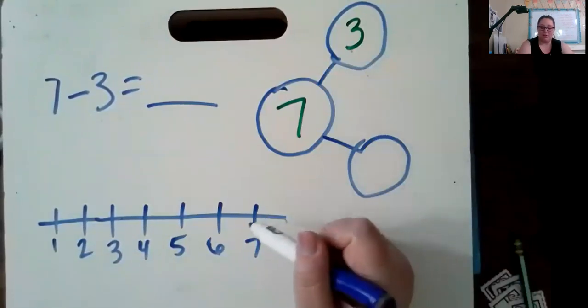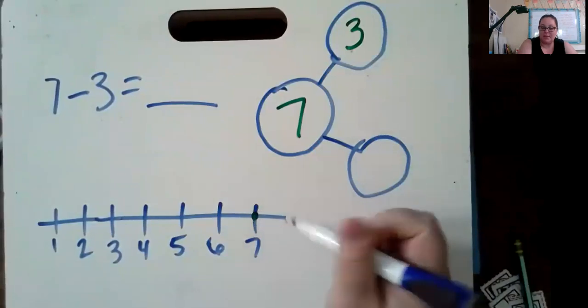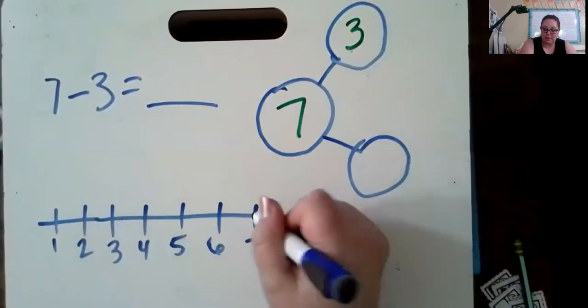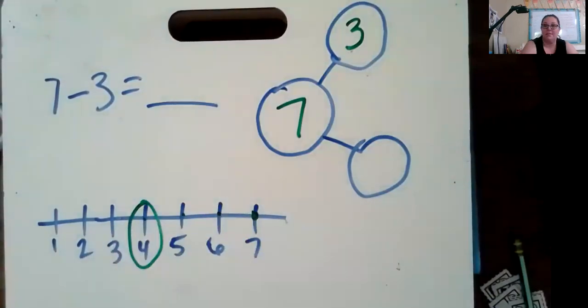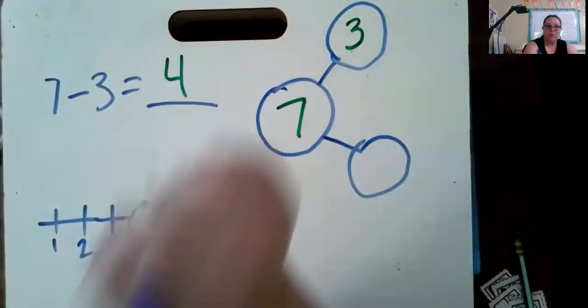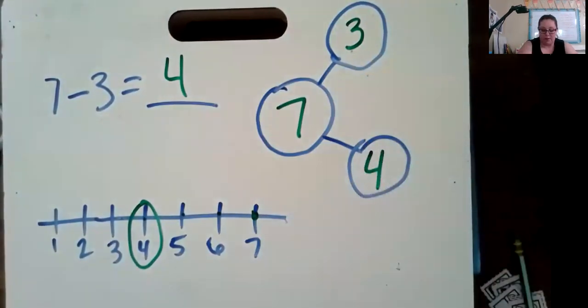Okay, all right, so using our number line, we're going to start on 7. We're going to count back 3. 1, 2, 3. We land on 4. So once we figure that out, then we'd write our 4 in that part of our number bond.